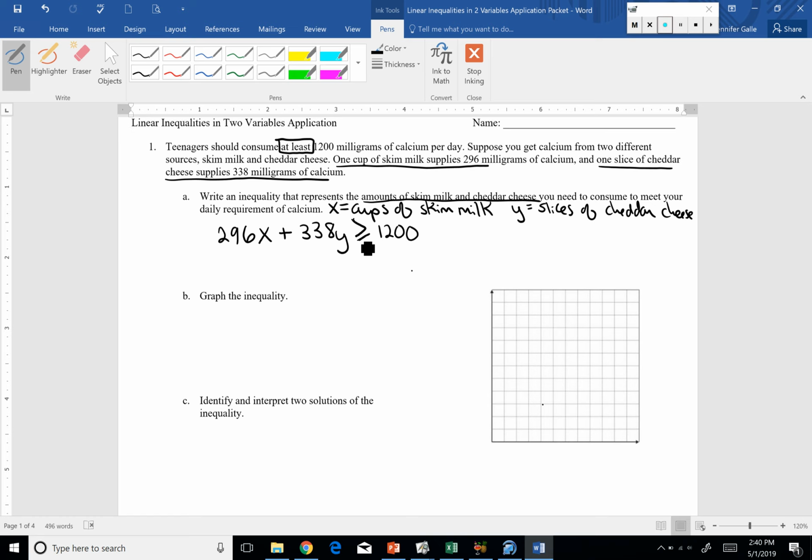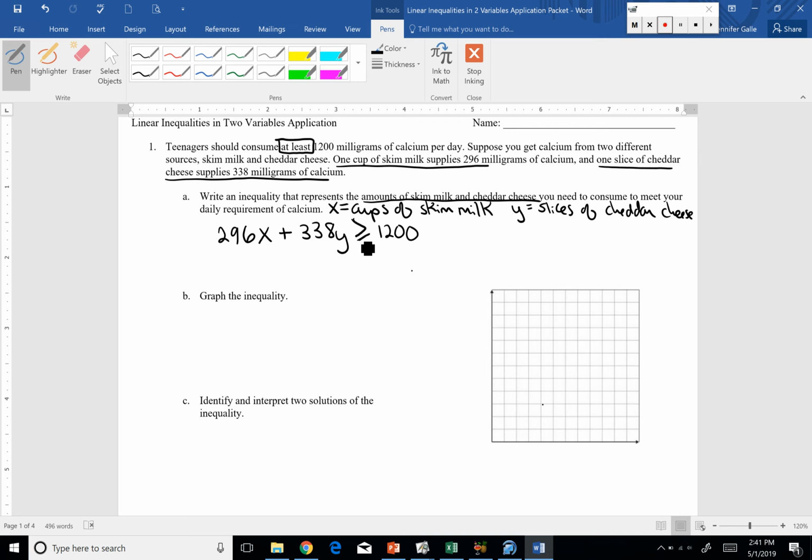So we have our variables defined very specifically. I didn't just put milk and cheese. I put cups and I put slices. So we defined our variables very, very specifically. We wrote our inequality. Our next task is to graph.